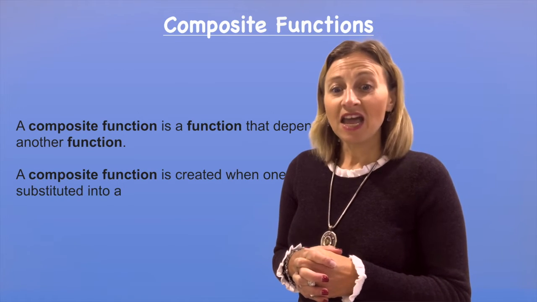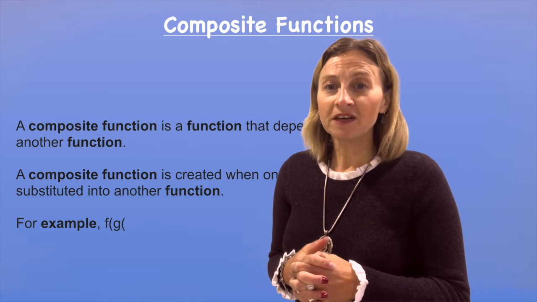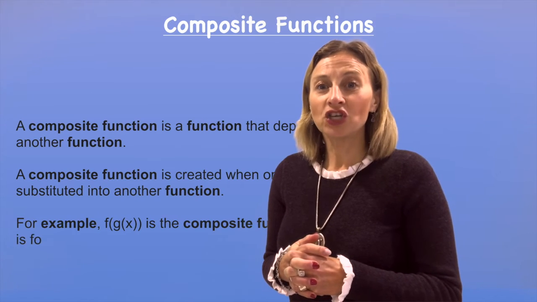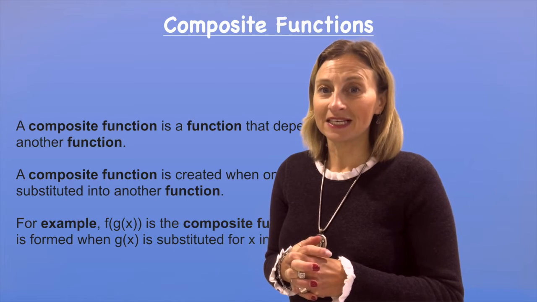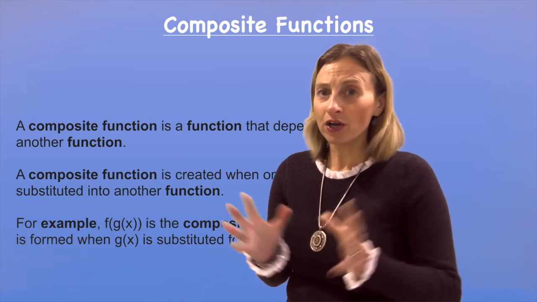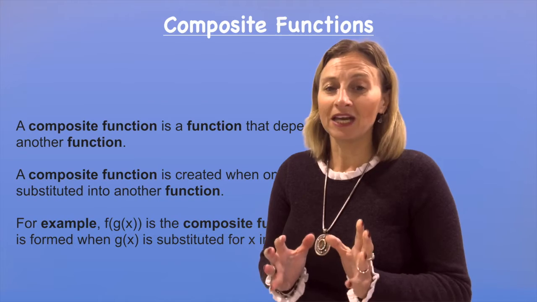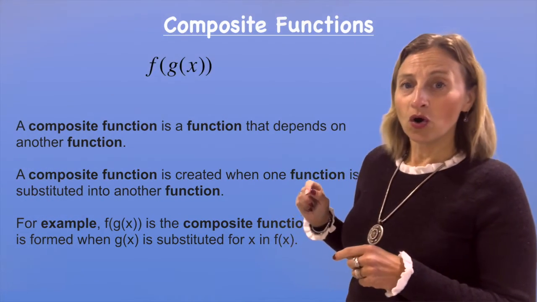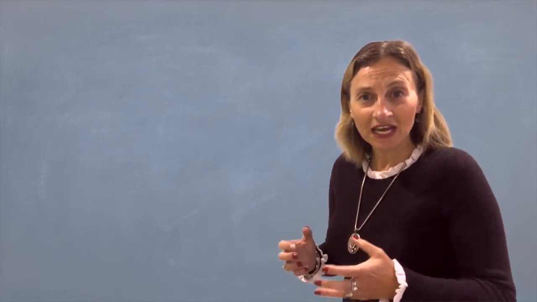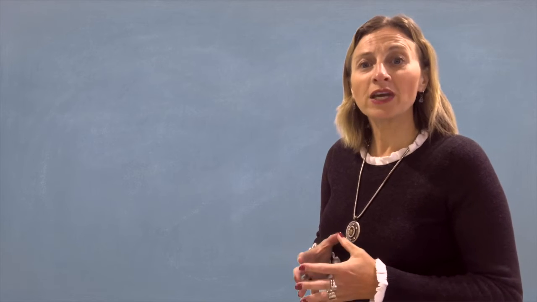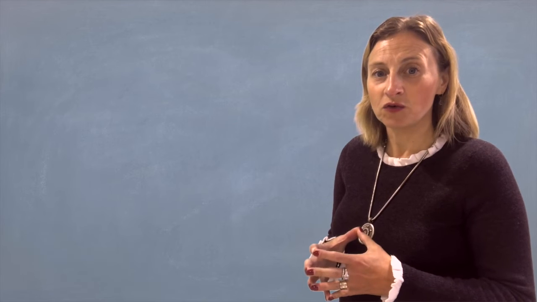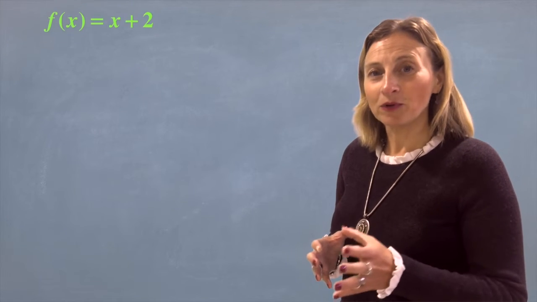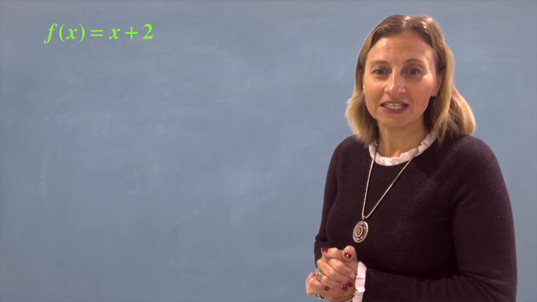For example, f of g of x is the composite function that is formed when g of x is substituted for x in f of x. Sounds very complicated. It sounds a lot more complicated than what it is. You can write this as f of g of x or g of f of x, either one. And don't forget, the letters don't matter. So we can see these composite functions with different letters sometimes. Don't let the letters confuse you. Let's take a look at an example, and I'm sure you'll all find it much easier then.